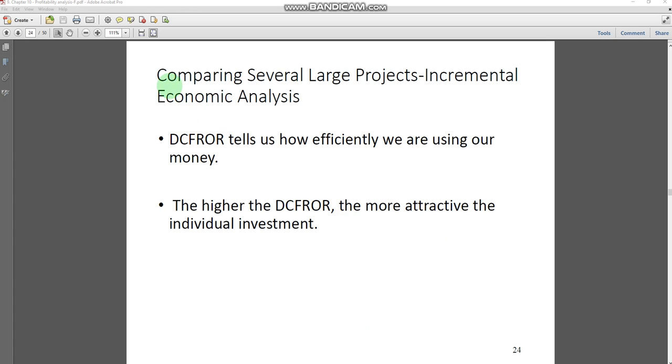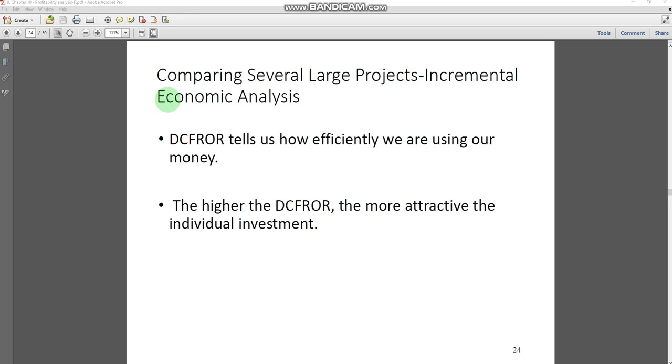Now what we have to do, comparing several large projects, incremental economic analysis. Discounted cash flow rate of return tells us how efficiently we are using our money. Okay, now we can actually make some analysis in terms of incremental economic analysis, and we will see that if we are having different investment opportunities, and we have some fixed capital amount that we can invest, which alternatives we can actually choose which can give us the maximum discounted cash flow rate of return.